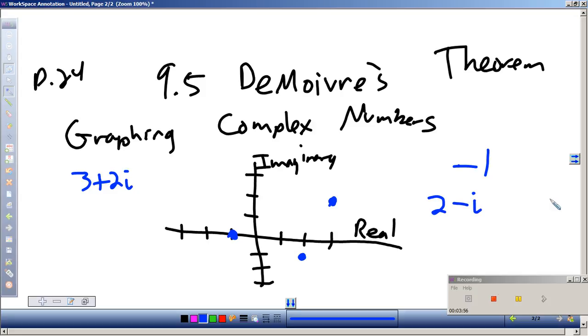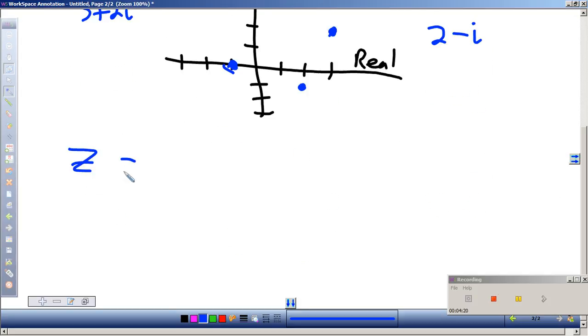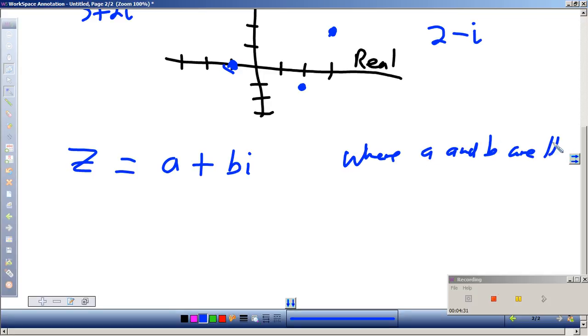Now, unfortunately, this is by far the easiest part of this homework. It's actually one of the more challenging sections. So, standard notation, we're going to say z equals a plus bi, where a and b are real. In other words, we've got 2 real numbers, and b times i is imaginary. This is just like what we were doing up here, 2 minus i or 3 plus 2i.